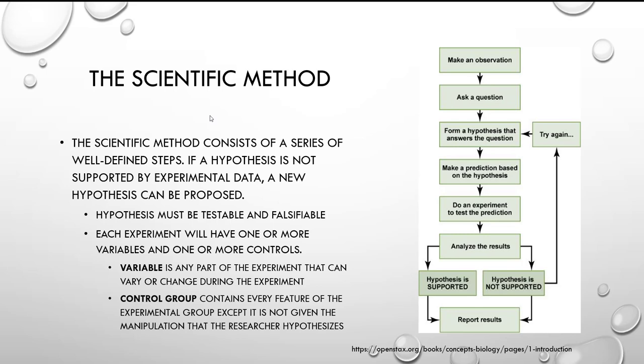So the scientific method is a series of well-defined steps. We start out with an observation and a question and a hypothesis and so forth, and then if our hypothesis is not supported by our data, our evidence, then we need to propose a new hypothesis. Okay, so the first step is we make an observation.